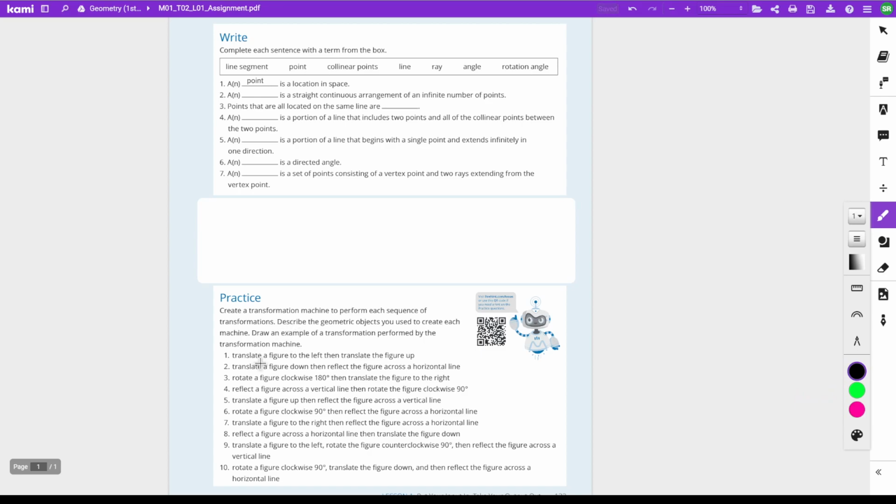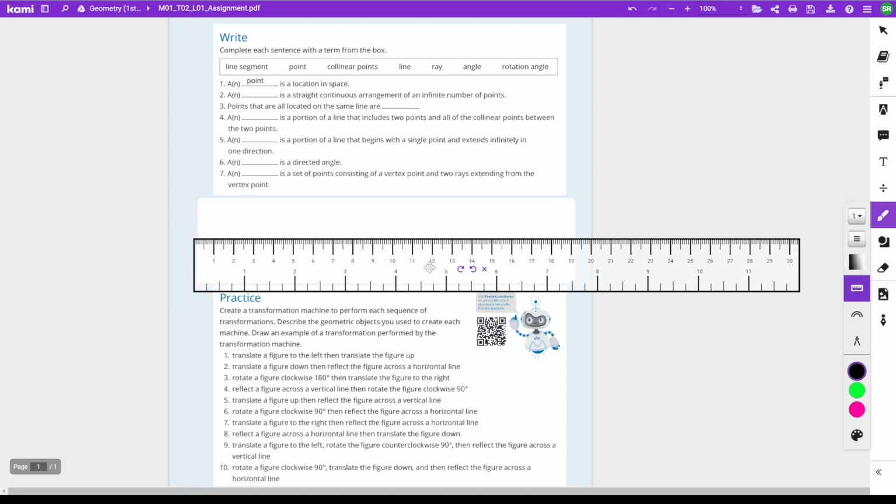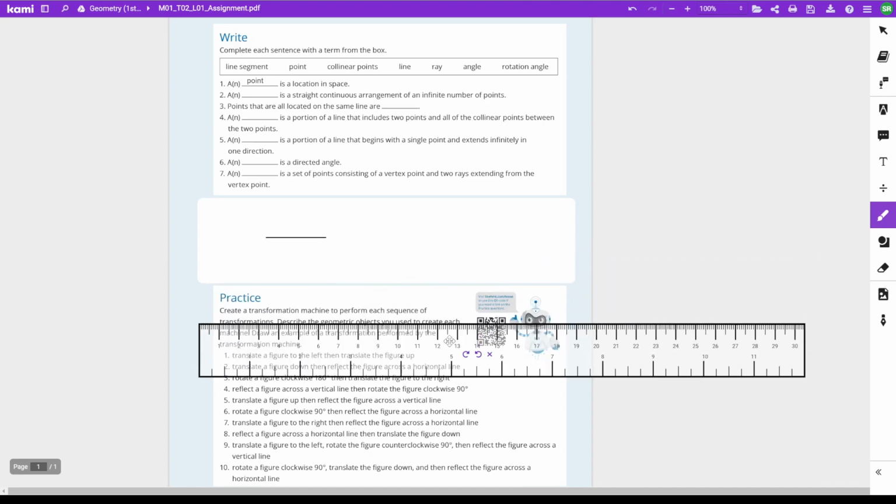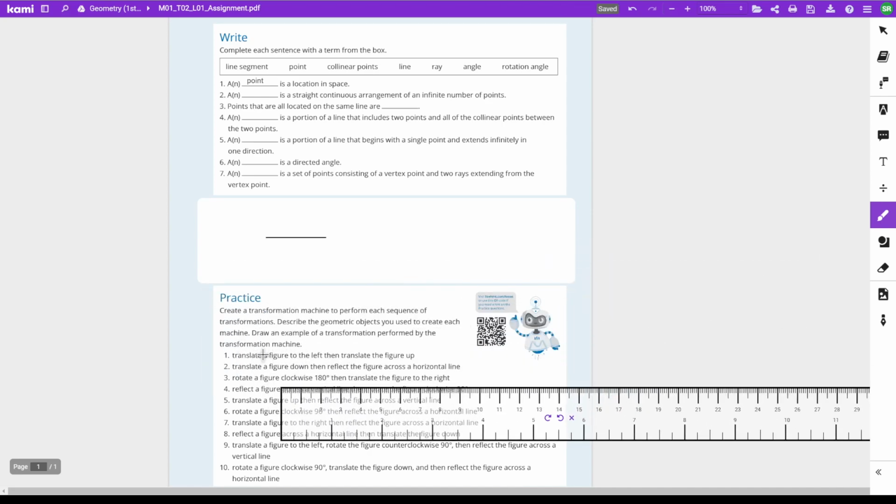Okay, so question number 1 says translate a figure to the left, then translate the figure up. So I'm going to bring out the ruler and try to get this to look a little bit neater. We're going to need a horizontal line segment because we're translating our shape to the left. So we can go ahead and make a shape here. Let's say we want to do a right triangle.